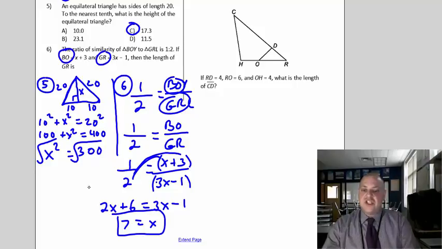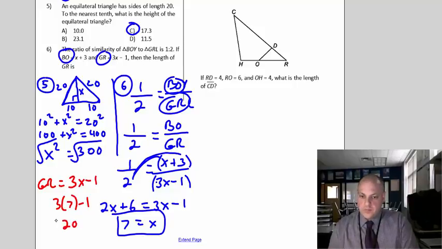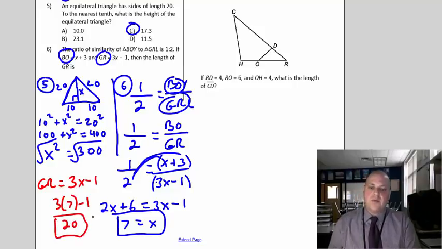X is 7. GR is 3x minus 1. So 3 times 7 minus 1, which is 20. So 20 would be my final answer there. GR was 3x minus 1, x was 7. Plug in the 7, you get 20.